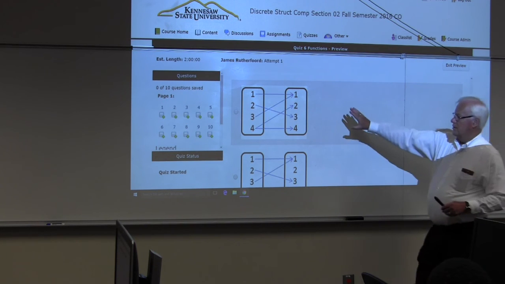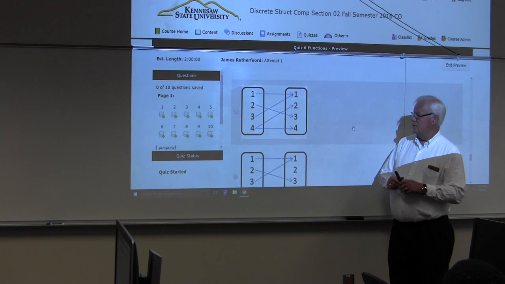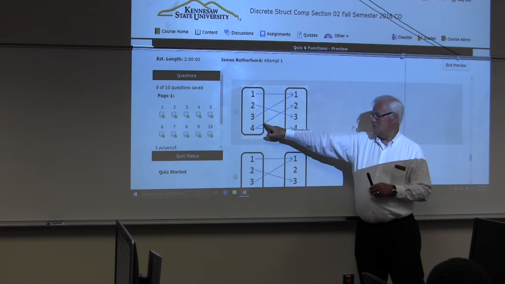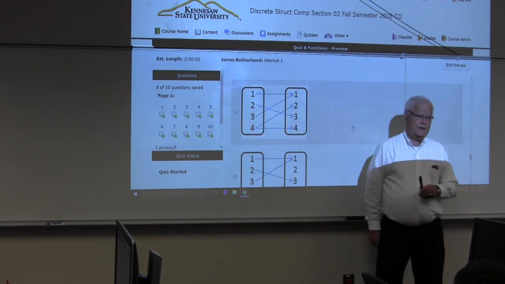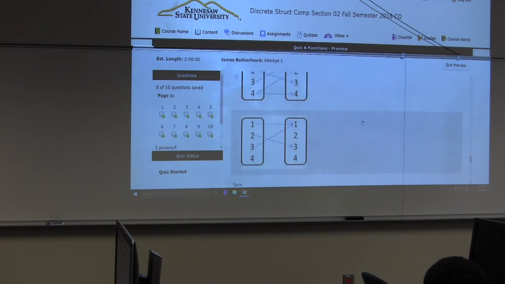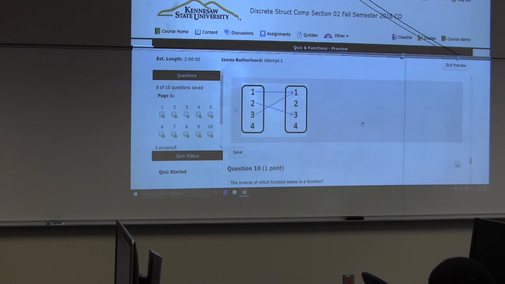How about this one here? Is it a one-to-one correspondence? It's not a function because the 4, again, has 2 values coming out of it. So we don't go any further. It's not a function, you just stop right there. And the last one? Not a function either, is it? Okay.